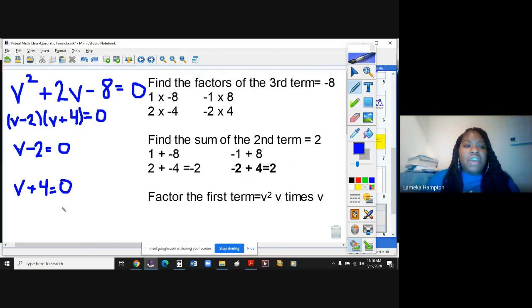Now what you have here is basically one-step equations, and we know how to do one-step equations. So in essence, v is going to be equal to 2, and v is also going to be equal to -4.